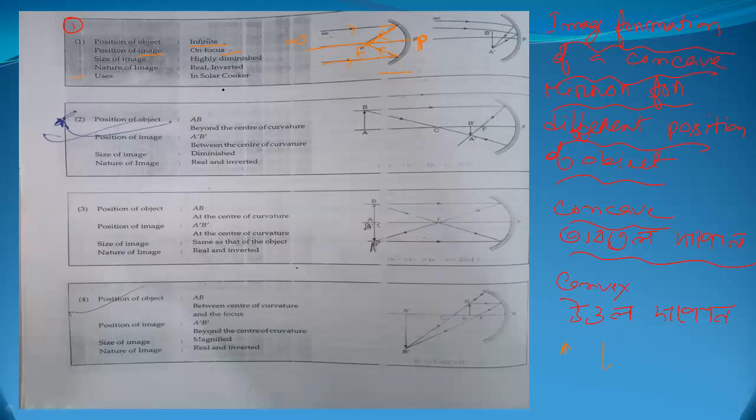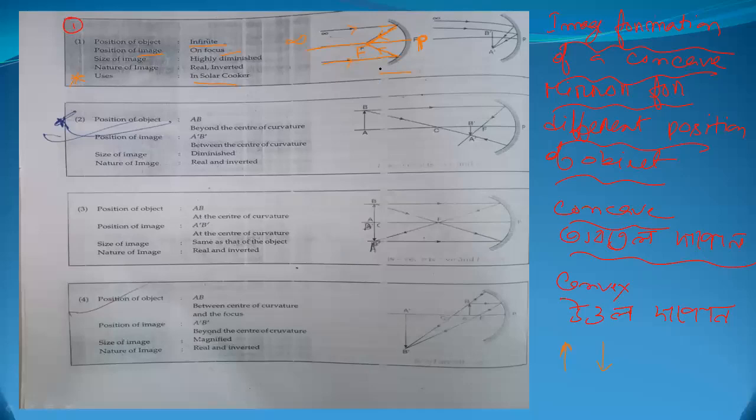This is very important: we can use a concave mirror in a solar cooker. Have you ever heard about a solar cooker? It is a cooker that runs on solar energy, so we don't need normal electricity. If in the exam you are asked to write some application of a concave mirror, you have to write that it is used in the solar cooker.